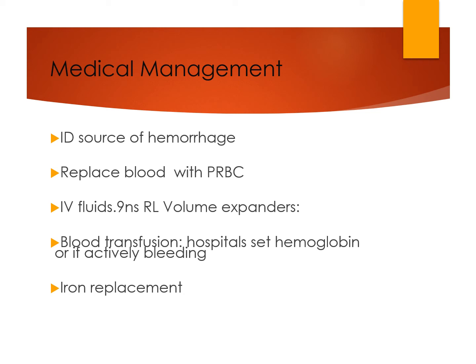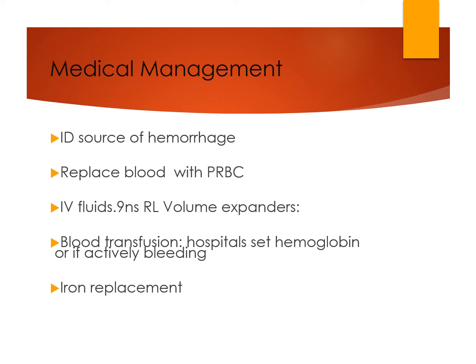Of course, when you're losing blood, it's imperative to know where the blood is coming from. Talk about the ABCs, airway, breathing, the circulation part of it. You don't want a hemorrhage for too long. Replace blood with packed red blood cells. Isotonic fluids, such as 0.9 normal saline and Ringer's lactate, are great for volume expanders. A blood transfusion would be done at the hospital.